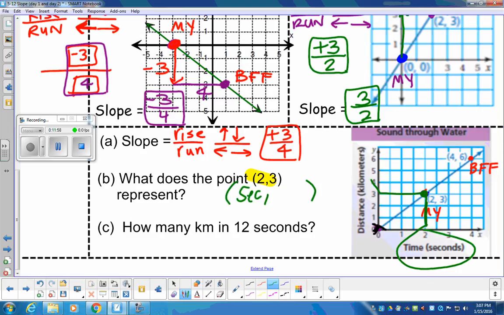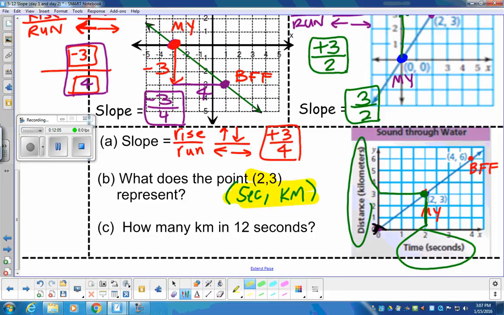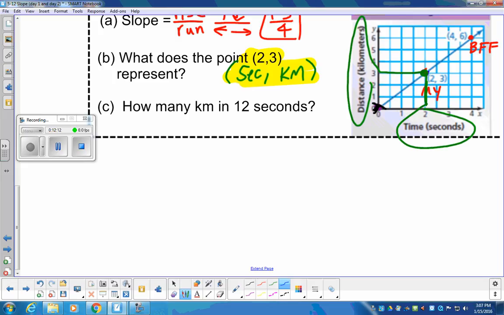3 what? 3 kilometers. You maybe remember doing that in the last lesson: 2 seconds, 3 kilometers. So we've answered the question of what 2, 3 represents. Now it says how many kilometers are there in 12 seconds?